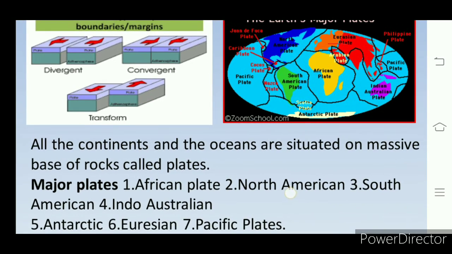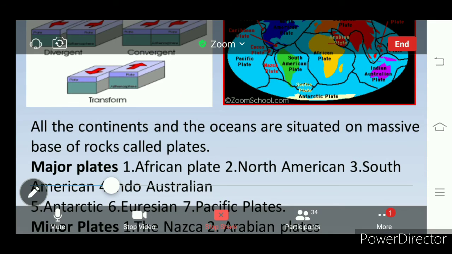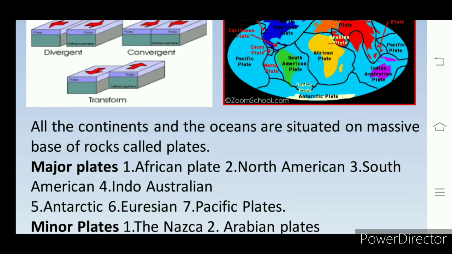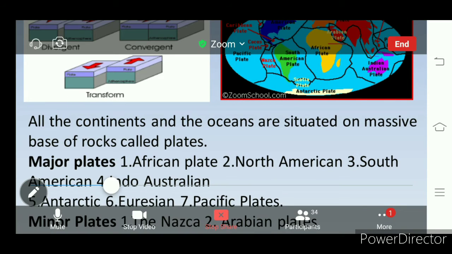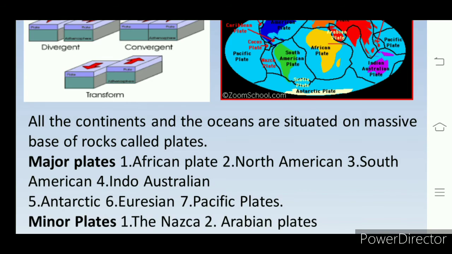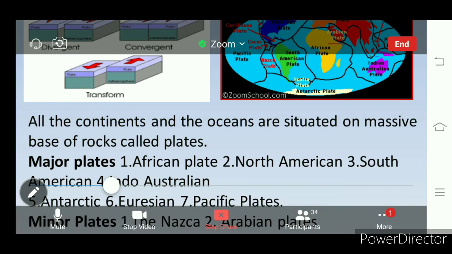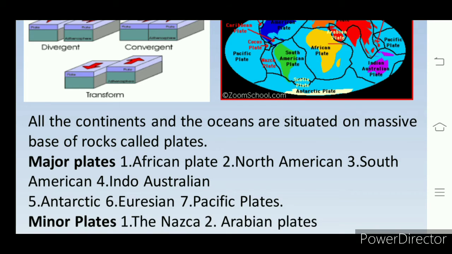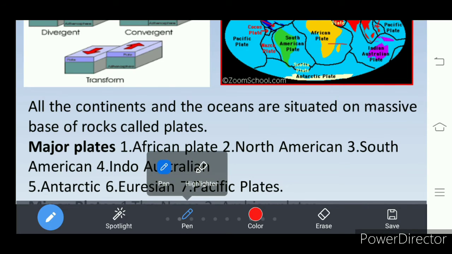So here, the constant pushing of the plates may create mountains, or sometimes earthquakes may come. This is the thing we find at the plate boundaries. Understand? These plates are floating on the mantle. So when they move, they collide with one another. One plate collides with another one.